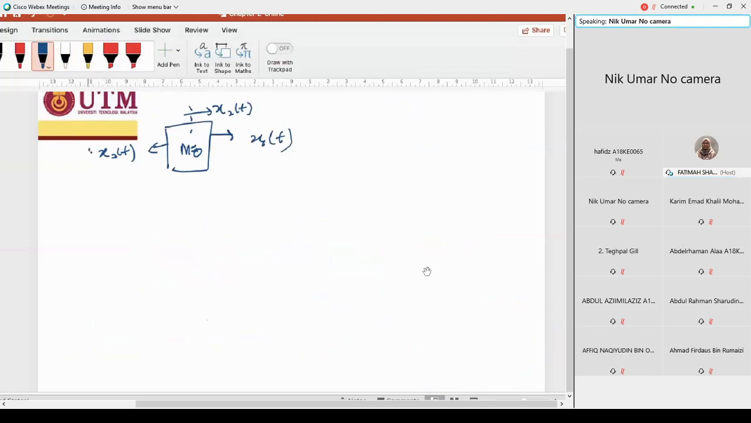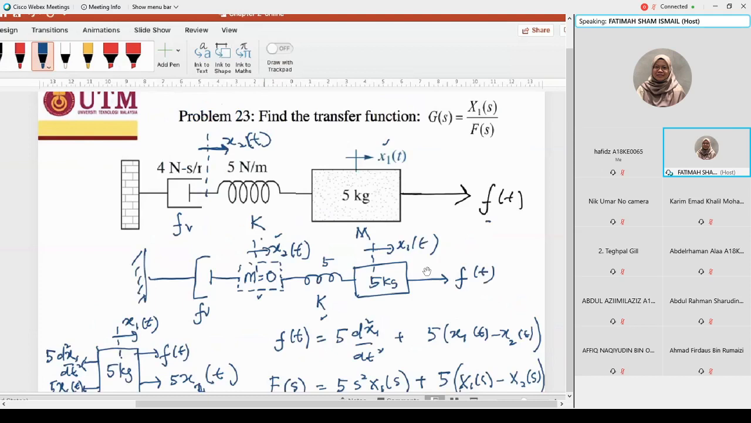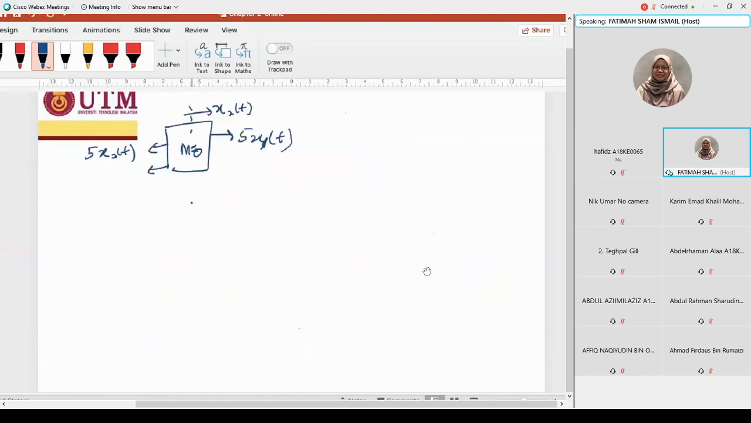So the 5 x2 minus 5 x1. And you have another component, Fv. Refer to the previous one, Fv here is connected to M0. So Fv, the value is 4, so actually 4 dx2 over dt. Refer to the damper Fv, which relates to the displacement. You can get the force Fv, dx over dt.